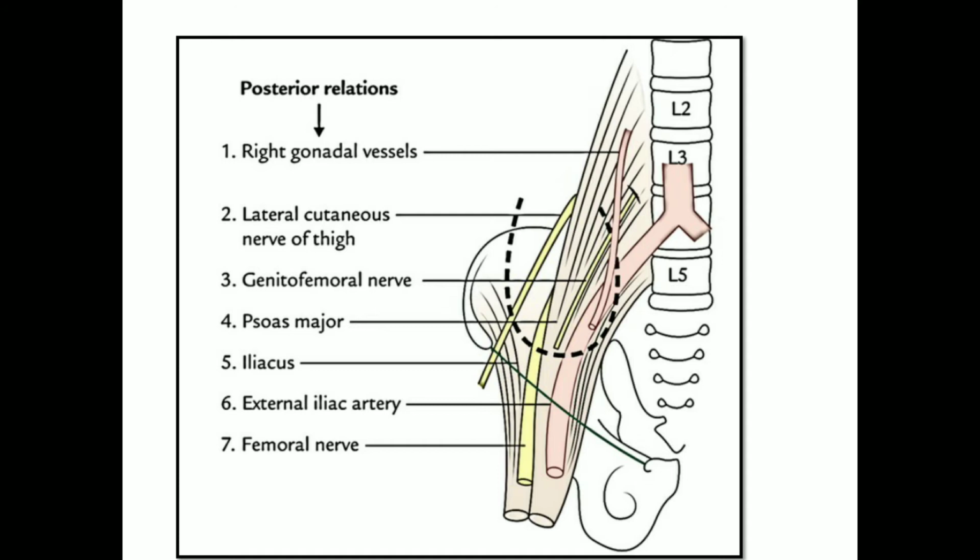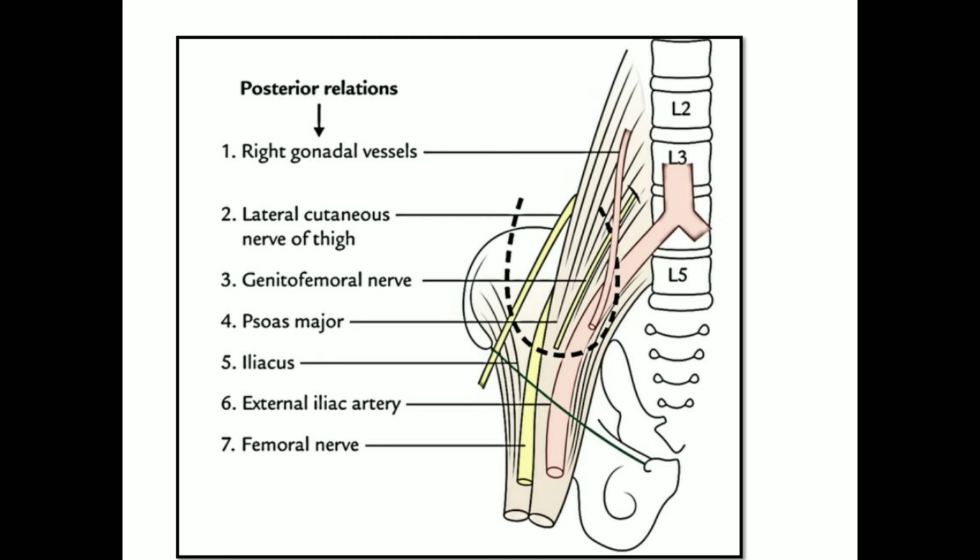Posteriorly, you can see the dotted line, which is showing the location of the cecum. So what are the posterior relations of the cecum? The first one is the right gonadal vessel. Can you see here? This is the right gonadal vessel. The nerve you're seeing here is the lateral cutaneous nerve of thigh. Next is the genitofemoral nerve. Next, the muscle is called the psoas major muscle.